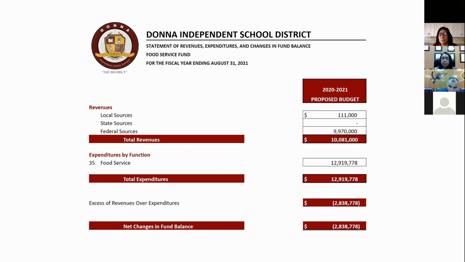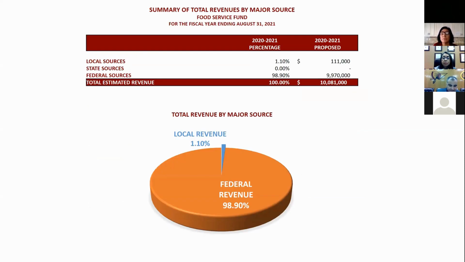It is very different to have our students in class where we can deliver breakfast in the classroom than having to go and deliver at certain locations for them to pick up. So we do anticipate seeing a decrease because this fund generates its revenue from the meals served. The major source of revenues is our federal revenues at almost 99% and local sources at 1%.